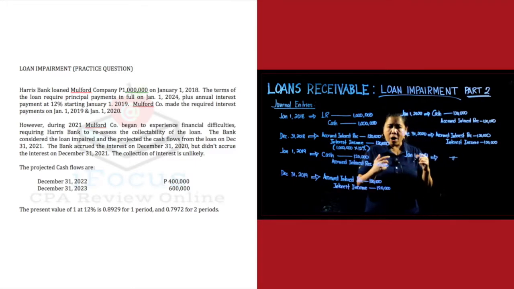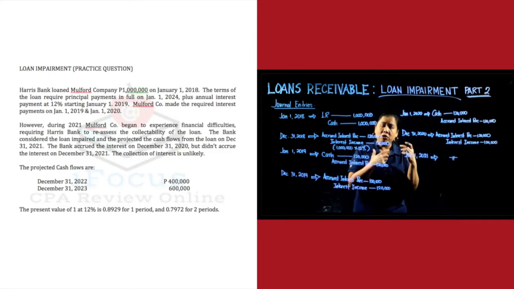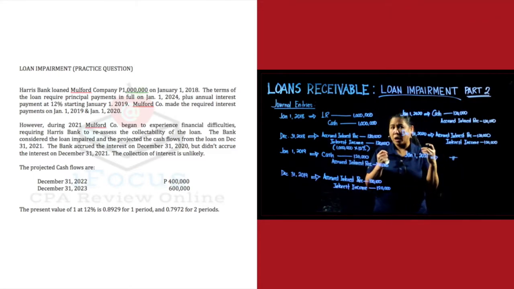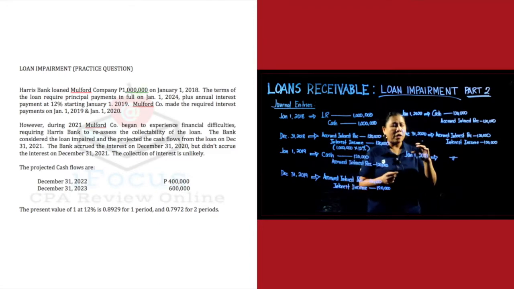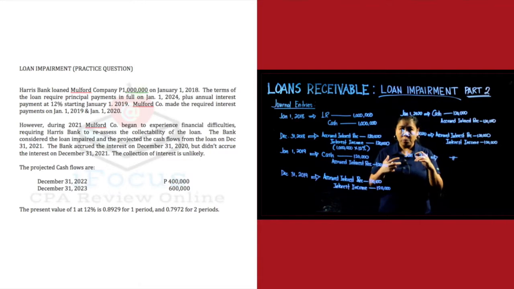Tapos, ang sabi ng problem natin, however, during 2021, napag-alaman ni Harris Bank, nagkakaroon ng financial difficulties itong si Mulford Company, yung borrower, requiring Harris Bank to reassess the collectibility of the loan. So, noong December 31st, magkano na kaya ang pwedeng bayaran ni Mulford Company?